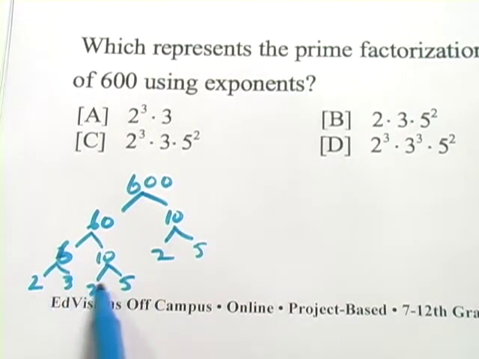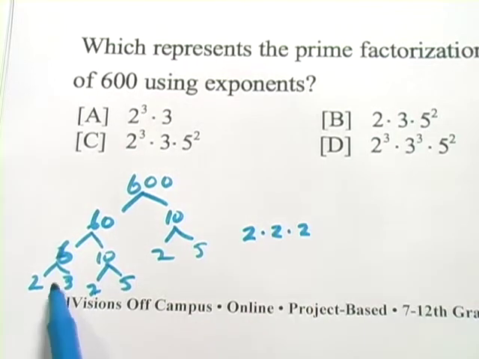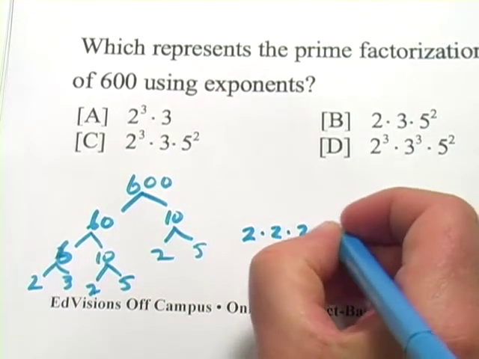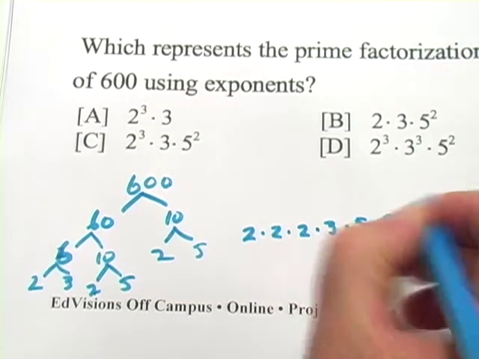Now, in a factorization, all of these prime numbers down here are multiplied together. So this 2, 3, 2, 5, 2, 5. And I like to group them. We've got 1, 2, 3 2's. So this would be 2 times 2 times 2. We've got a 3, and then we've got 2 5's. So 5 times 5.